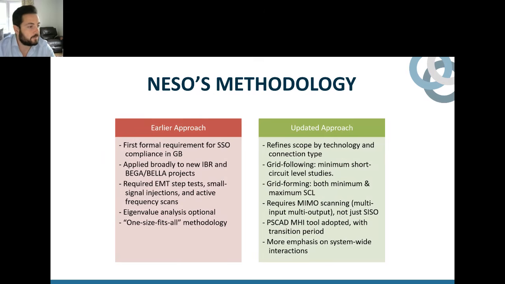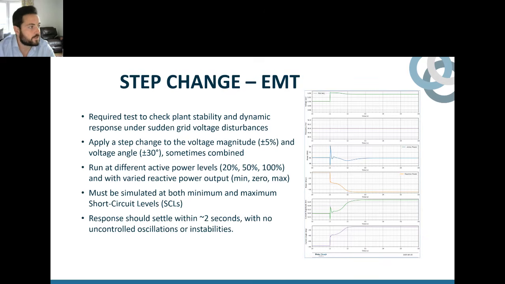And now I'm just going to show in the next slide some results that Blake Clough Consulting can provide, specifically for the EMT step tests, the small signal injections, and active frequency scans, which are the mandatory tests that right now are in place and the developers need to show to connect to the network. So the first one is the step change, the electromagnetic transient step change.